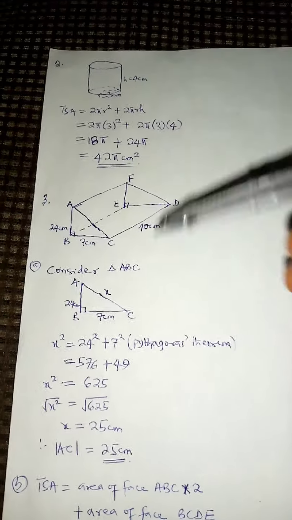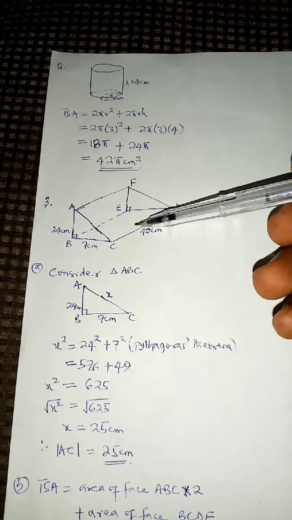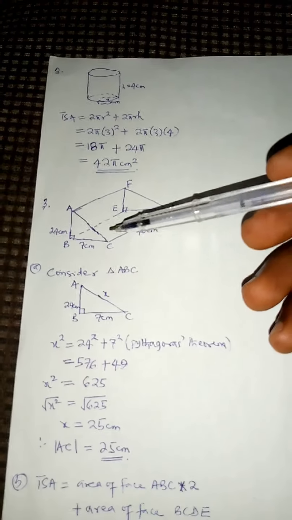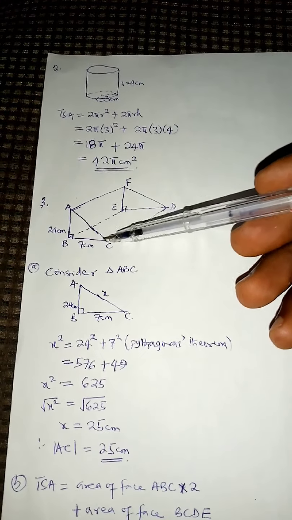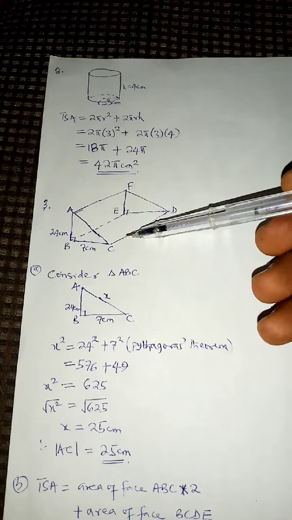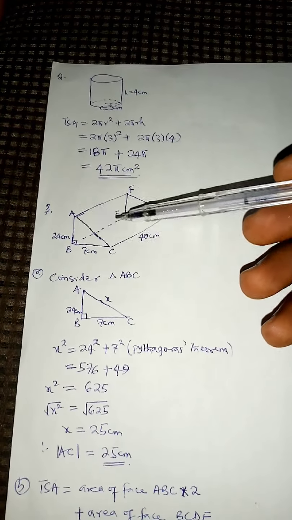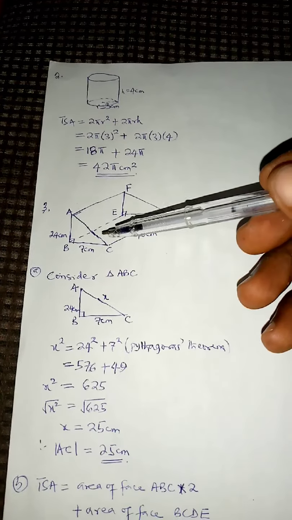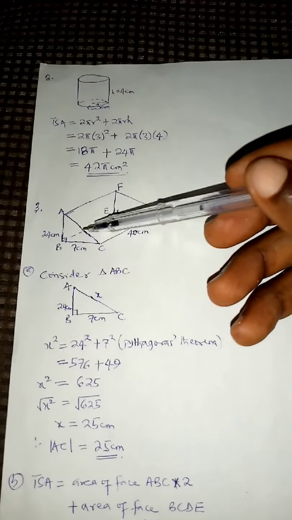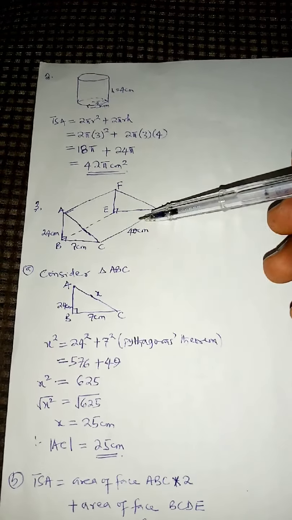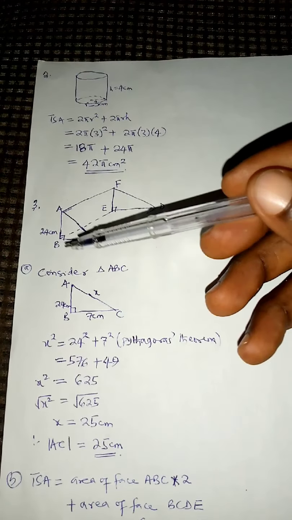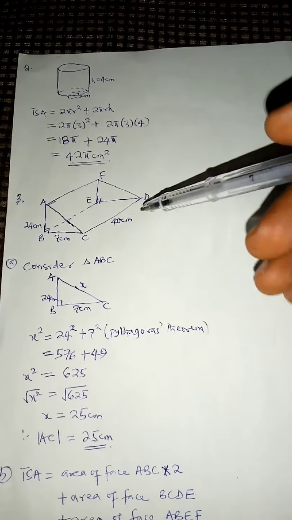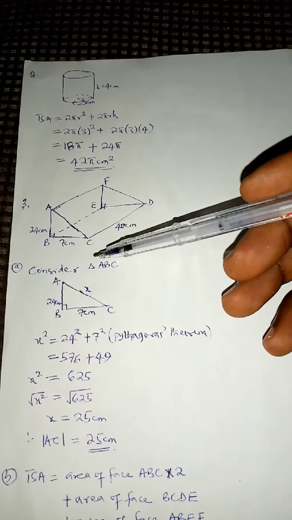Here's another question. This is what you call a triangular prism. You can see the cross section is a triangle. Anyhow you cut it, you will achieve that triangular face. Now, these dimensions are given with these letters. We are to calculate AC.